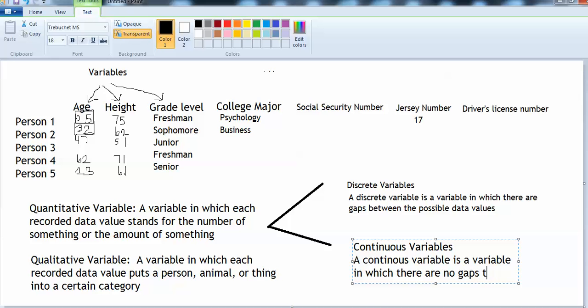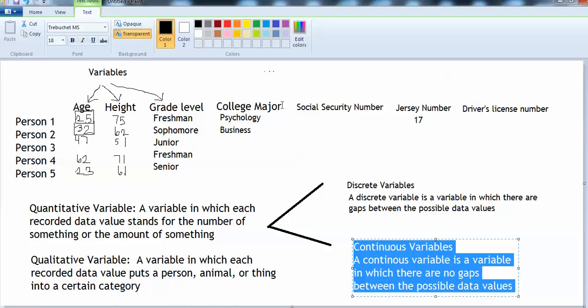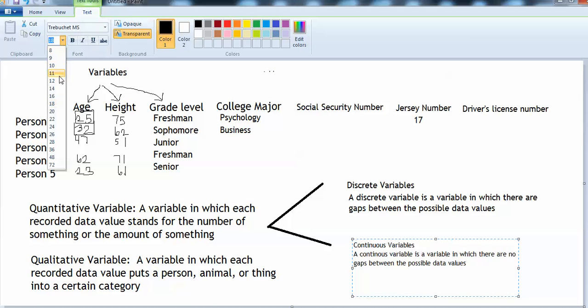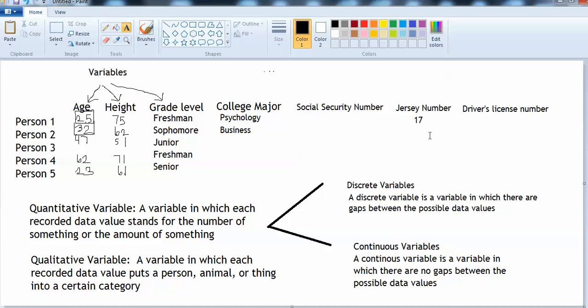In which there are no gaps between the possible data values. Let's look back at our examples of age and height. What would happen if we tried to draw a number line and to mark off the possible heights, the possible ages that a person could have?